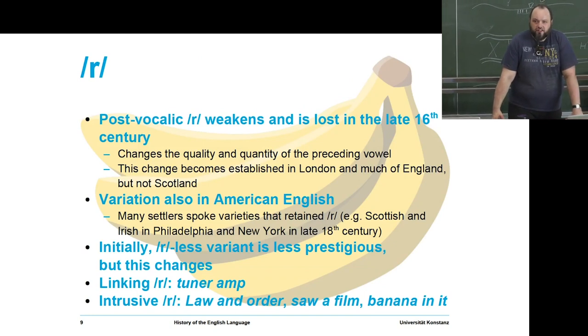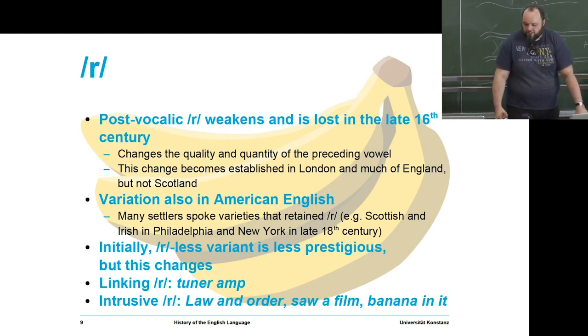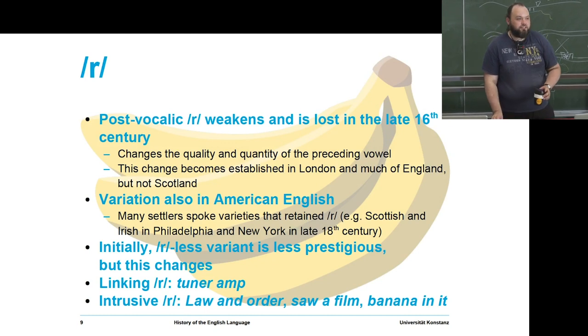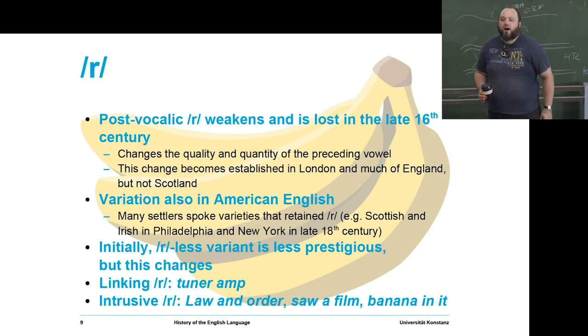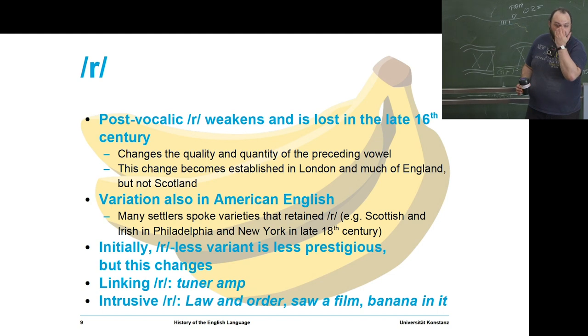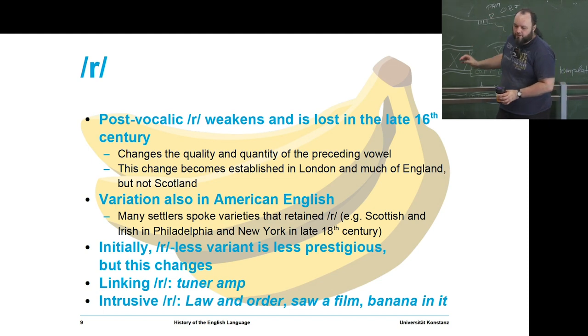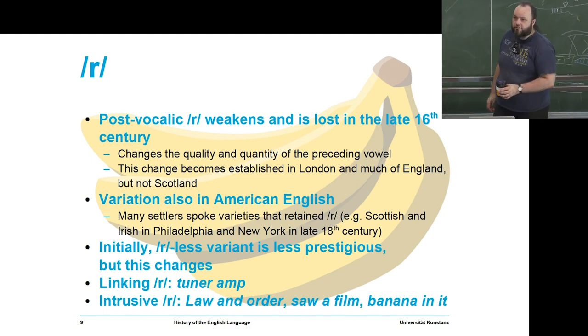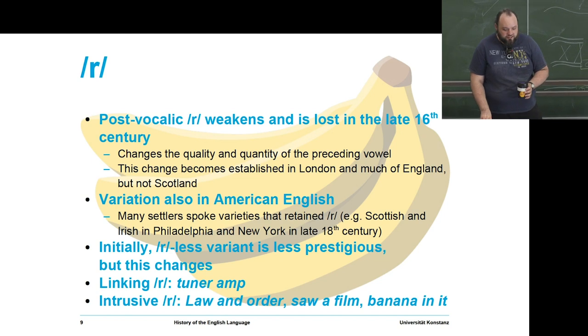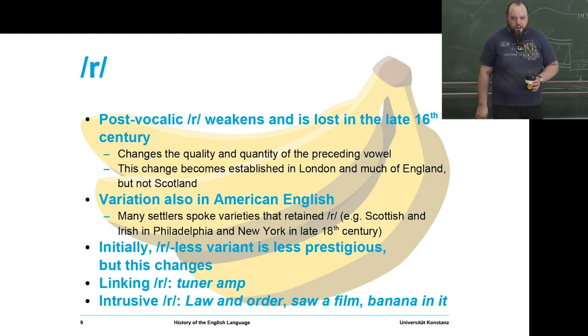The other interesting thing that happens during this period is the development of the sound which I pronounce as R. But the fact that I pronounce it as R, which is pretty much a pure vowel, is indicative of just how crazy this sound has become. So in the late 16th century, this is very early, right? This is in the early modern English period. Post-vocalic R is weakened and lost, but not everywhere.